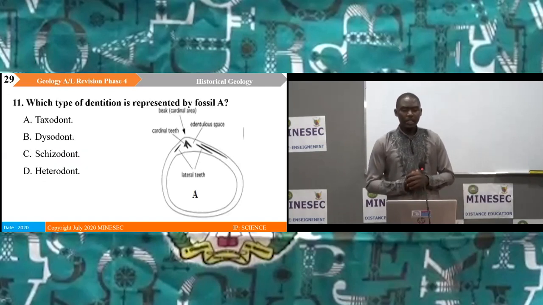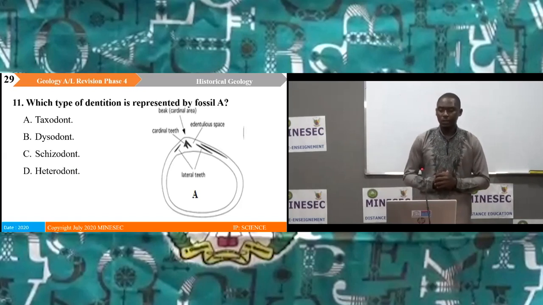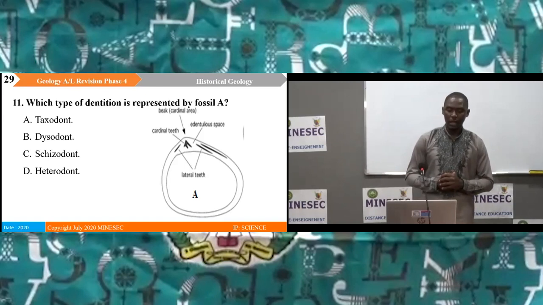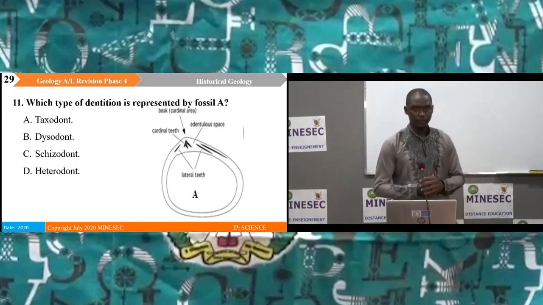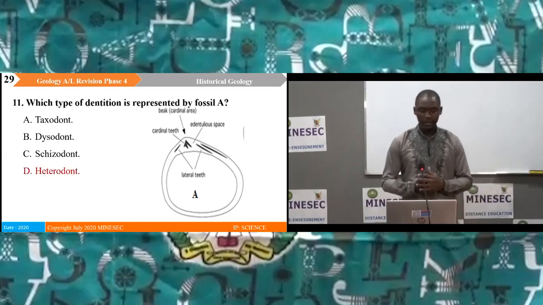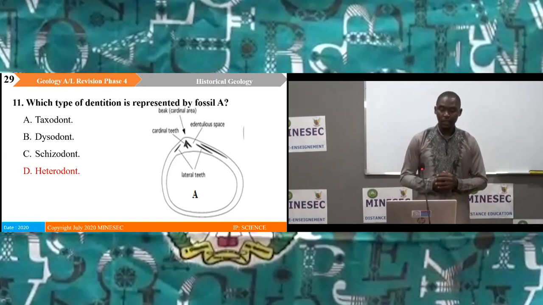Which type of dentition is represented by fossil A? A, taxodont. B, dicodont. C, schizodont. And D, heterodont. Our correct response is D, heterodont dentition.